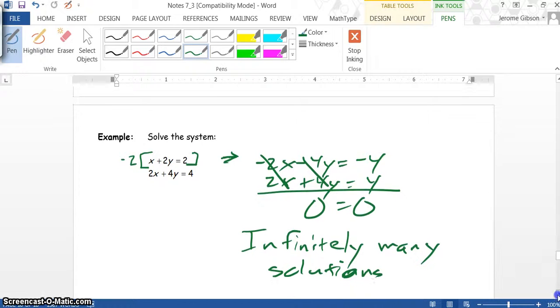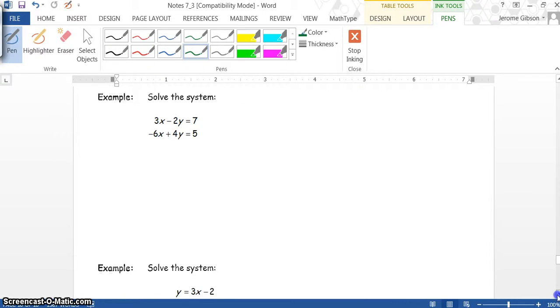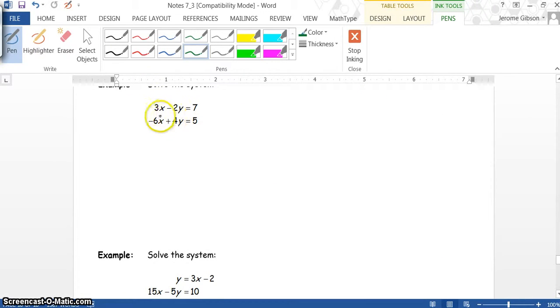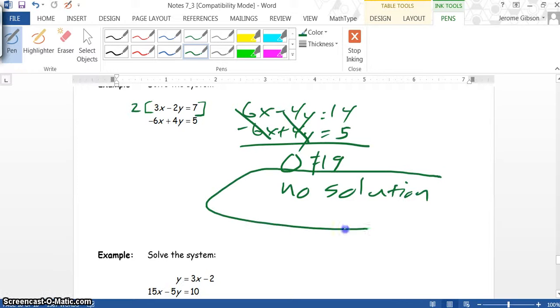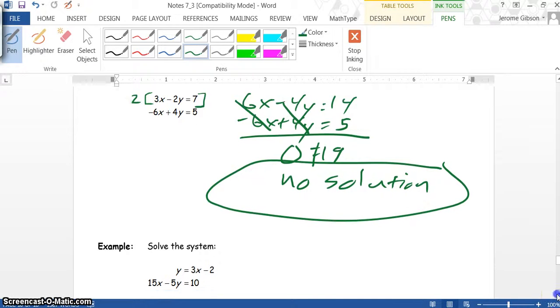Okay, now come down here. The next example. This time I'll get rid of the y's. Multiply the top by 2. This will be 6x minus 4y equals 14. Negative 6x plus 4y equals 5. 6x and the 4y simplify out to 0. 14 plus 5 is 19. They do not equal, so it's no solution, because those lines are parallel.